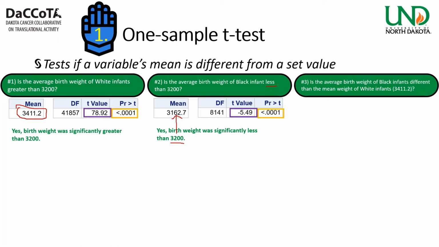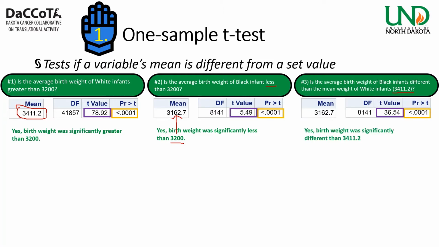We could compare the two by setting our set value as the white infants' mean against black infants. And again, this is significant. Now we're asking a slightly different question than greater or less than. This is a two-tailed test, so it asks whether it's different. It looks in both directions. We find that it is significant, but to tell which direction, we have to look at the mean. So our value is 3.4.